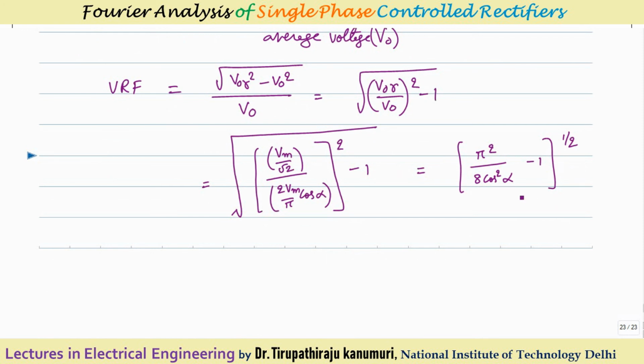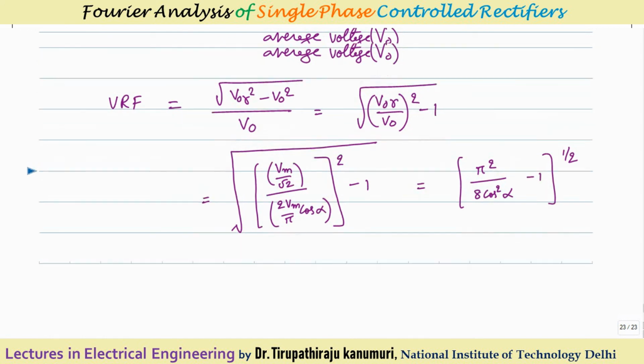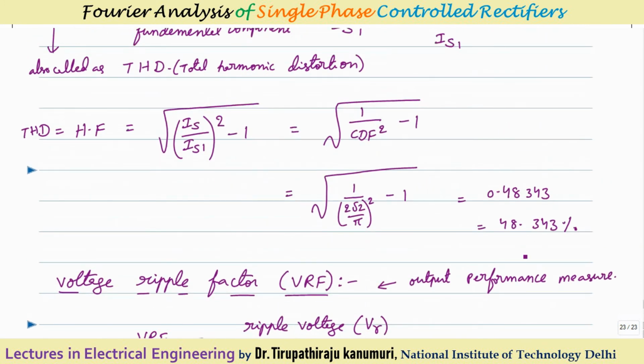So I am just summarizing the analysis we have done till now. We have observed that in the case of the full converter, the harmonics present in the input side are the odd harmonics only. That means 1, 3, 5 only are there. Even harmonics become equal to 0. The DC component is also equal to 0. And for the ripples, we have seen how to analyze them, and we have observed that we get a total harmonic distortion of 48.343% in the input current.